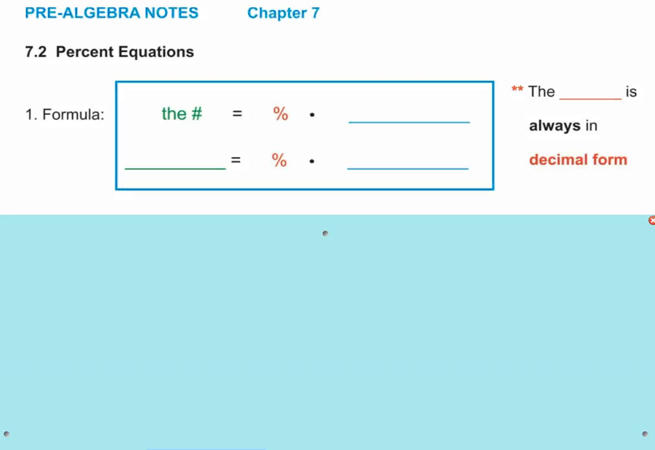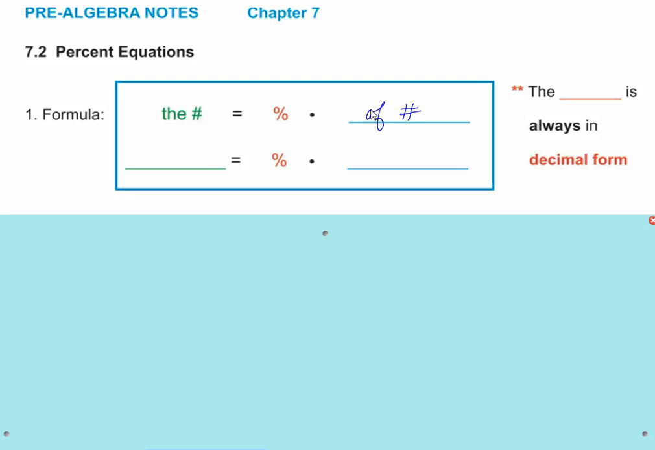All right. So the first one is simply the number equals the percent. That's already written there for you. And then the last part is times the, believe it or not, the "of" number. The "of" number. Say, what in the world is an "of" number? I'll show you. The formula is the number equals the percent times the "of" number.